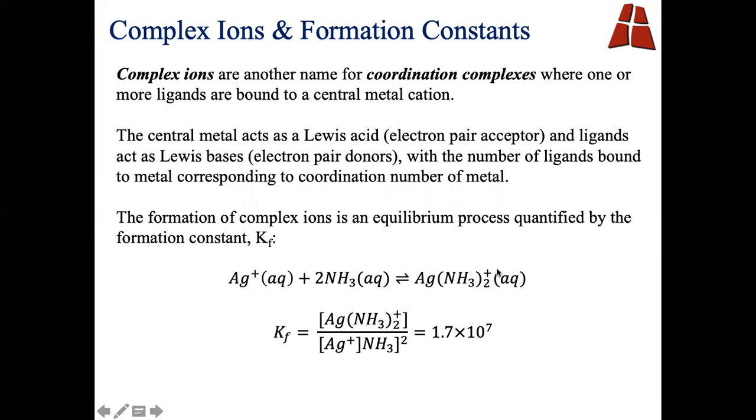Okay. And our formation constant, like all of our equilibrium constants, is just products over reactants. And so we have our product there, put it over our reactants, and it has, of course, some value. Typically, these KF values tend to be quite large, so 1.7 times 10 to the 7th, quite a bit larger than what we're used to working with for other equilibria.